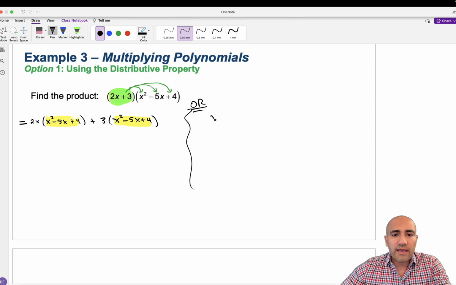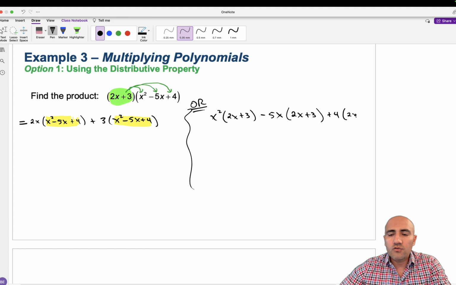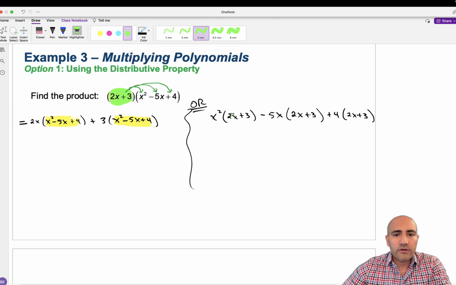So this becomes x squared times 2x plus 3 minus 5x times 2x plus 3 plus 4 times 2x plus 3. Good. And so that's where each of these guys was distributed. The 2x plus 3 times x squared minus 5x times 2x plus 3, and finally 4 times 2x plus 3. Okay, they're both going to ultimately result in the same answer.